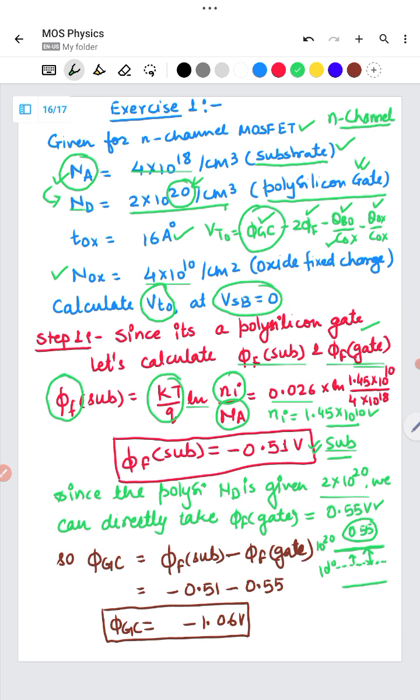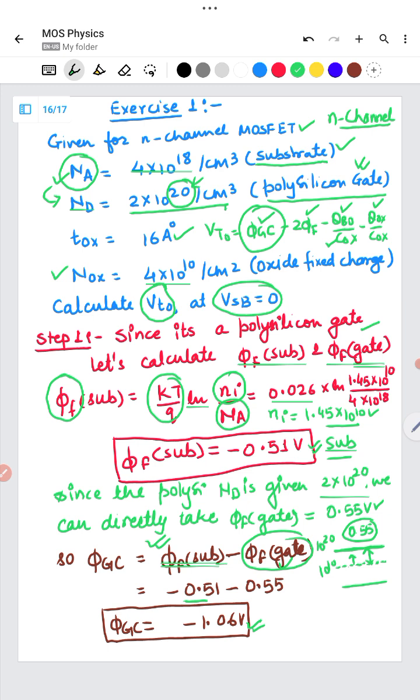Phi Gc is always phi f of substrate and then phi f of the gate. So what is that? So 0.51. This is how it is defined already, because in the formula we are taking this as a positive quantity. So we have already defined this, that phi f substrate minus phi f of gate. So when you calculate it, minus 0.51 minus 0.55, it is equal to minus 1.06.